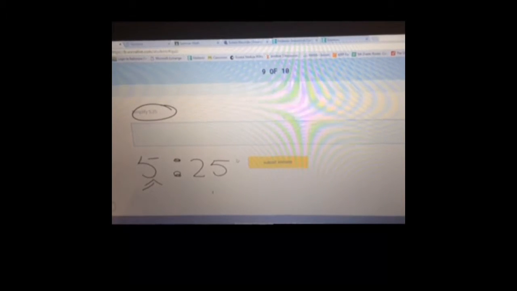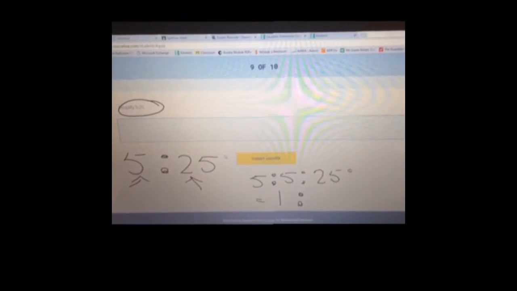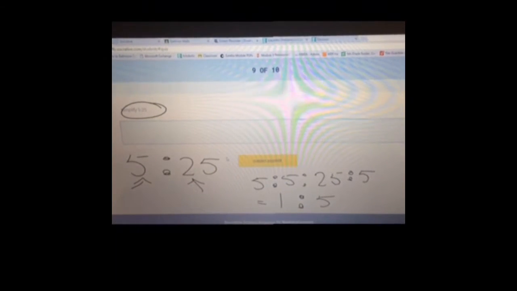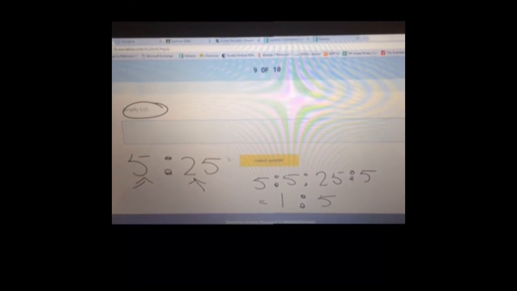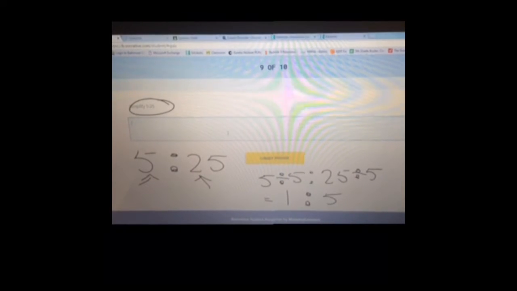In this problem, we're asked to simplify 5 to 25. Simplifying means we find the number that both of these have in common. We're looking for the greatest common factor. So 5 can go into 5, and 5 can go into 25, so we divide. 5 divided by 5 is 1, and 25 divided by 5 is 5. So the greatest common factor, the biggest number that can go into 5 and 25 is 5, so we divide by 5 for each one of those. And then our answer would be 1 to 5.